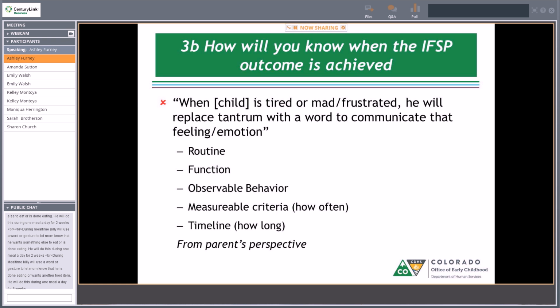Oh, we didn't call that out because we had a conversation. And then, lastly, which ties into what Wayla was just saying, we always want to write it from the family's perspective. So what's going to make that IFSP outcome most meaningful for the family? Are there any other questions on writing IFSP outcomes, making them measurable, applying a timeline?